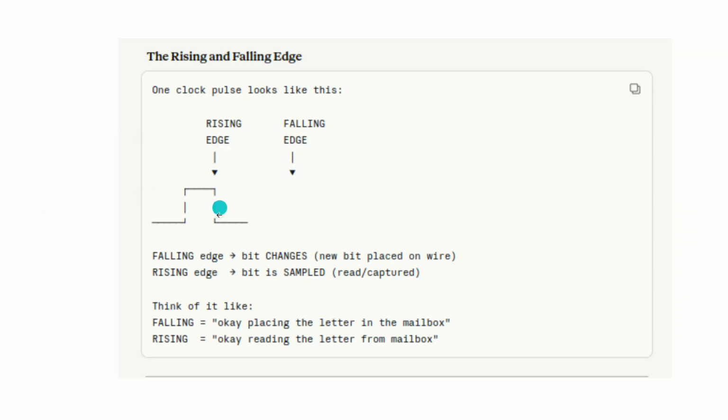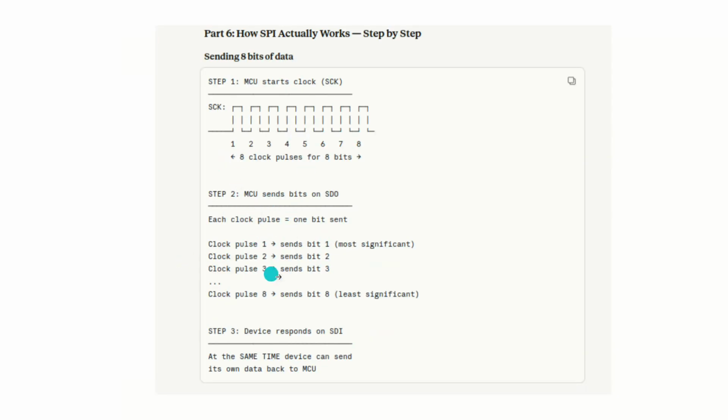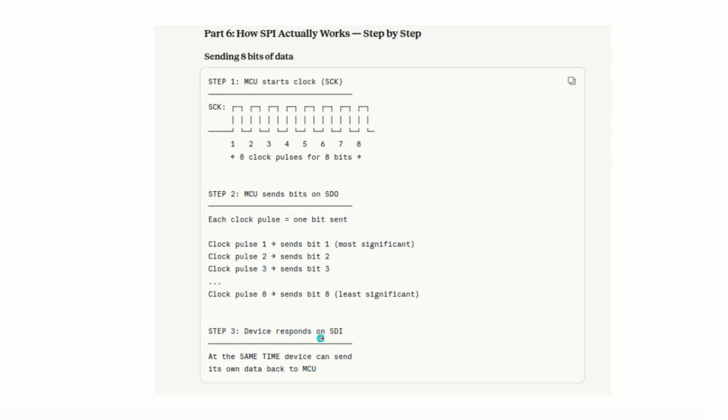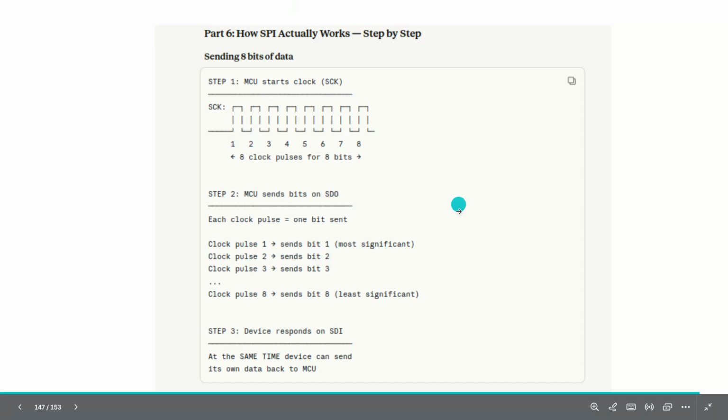Understood? Think of a mailbox: in the falling edge I place the letter in the mailbox, and I am reading that letter in the rising edge. Understood? So that is what happens. I am capturing or reading the bit in the rising edge, right? Then only I can send that bit to the device. The device can respond on what? SDI. That is our data in part, right?